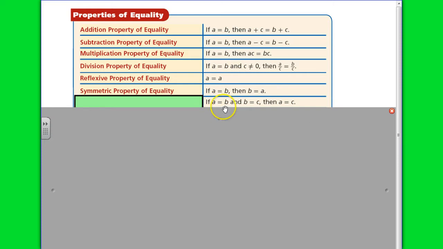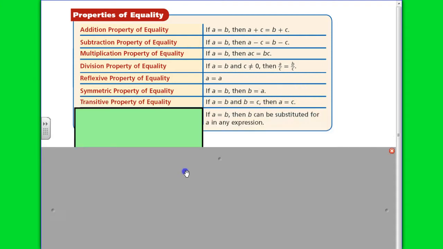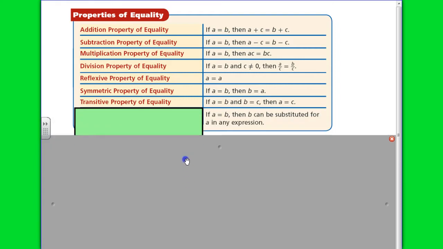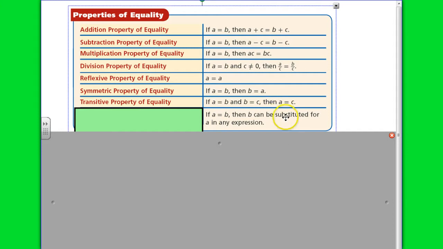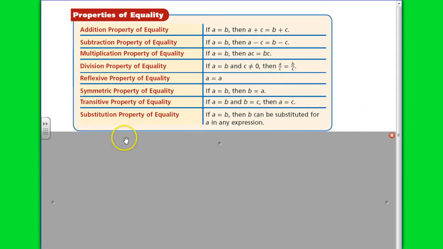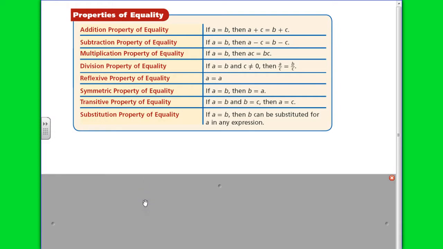If A equals B and B equals C, then A must equal C. This is probably my favorite property. This is the transitive property of equality. And the final one is if A equals B, then B can be substituted for any A in any expression. And that's just the substitution property of equality. Awesome properties of equality. Get to know and love them. The new ones for you this year are reflexive, symmetric, and transitive.